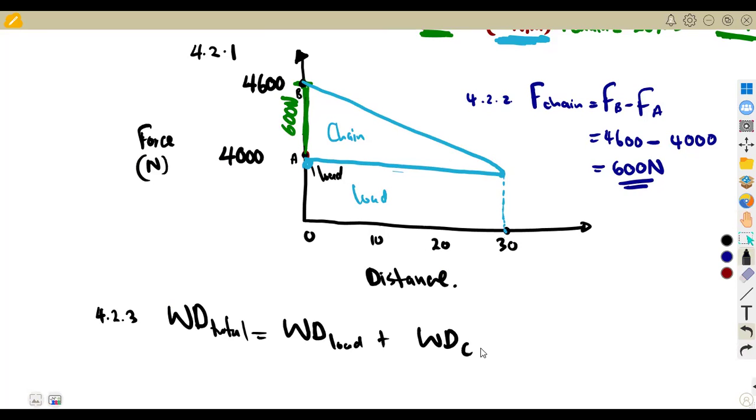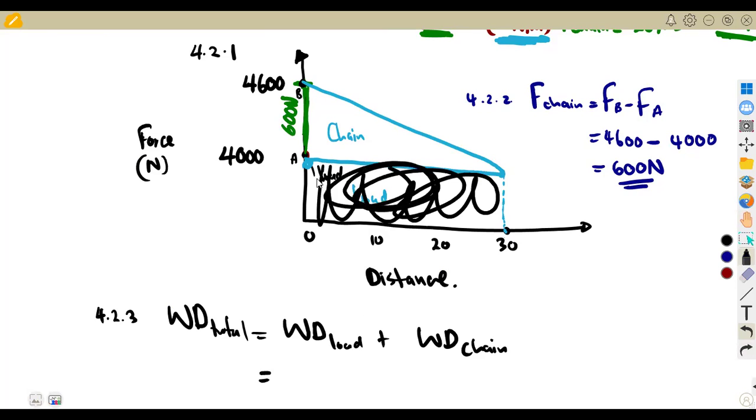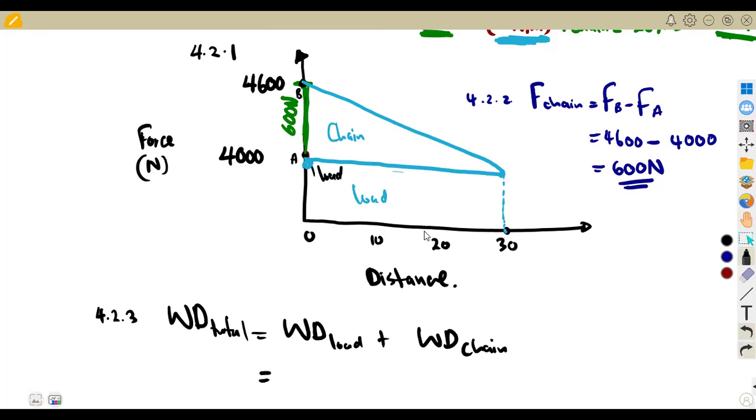Of the chain. I talked about this, guys, if you still remember. So the work done of the load, remember this is the load here, is the area of the rectangle. Length times width: 4,000, which is this side, times this side. This is our rectangle. Simply multiply, 30 times 4,000 or 4,000 times 30 is one and the same thing. Area of a rectangle plus the chain.